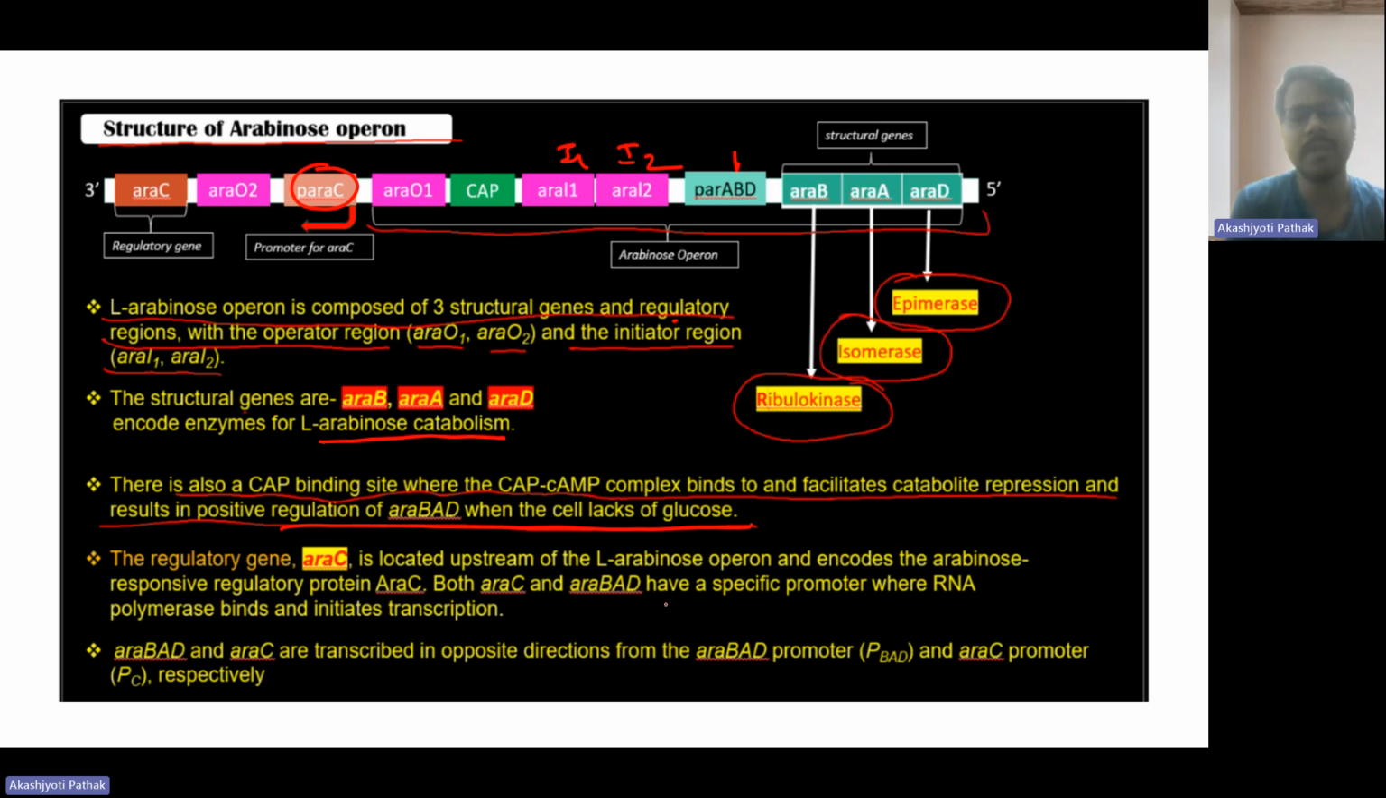Both araC and araBAD are transcribed in opposite directions. You see here that the transcription of the BAD genes will take place in this direction, while the transcription for the araC protein takes place in the opposite direction. So the transcription of the araC mRNA and the BAD mRNA are in opposite directions. These are some points you have to remember. You have to remember the proteins which are synthesized from these structural genes. From B it is ribulokinase, A it is isomerase, and D it is epimerase.